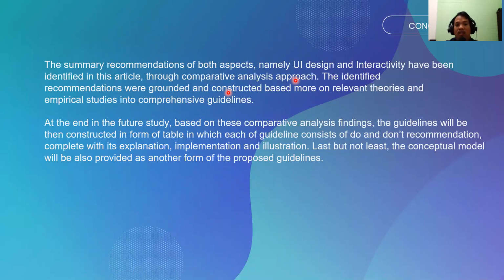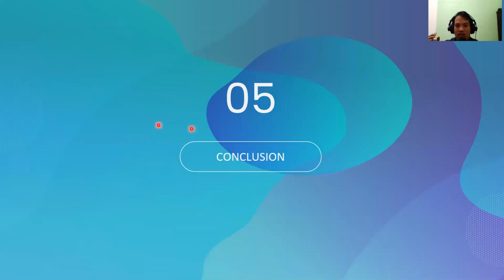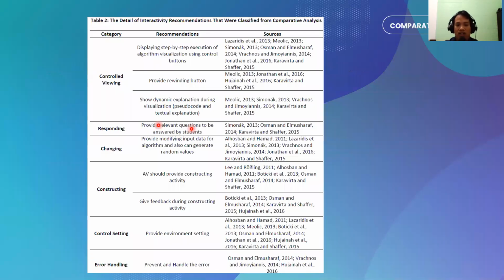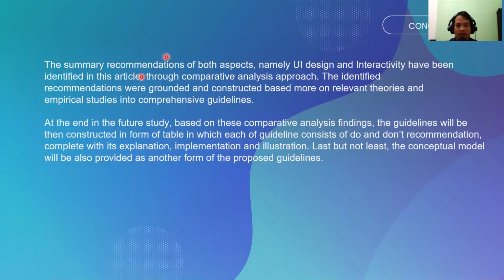At the end of the day, in future study, based on this comparative analysis finding, the guidelines will be constructed in the form of a table in which each guideline consists of do and don't recommendations, complete with explanation, implementation, and illustration. So based on the recommendations, for instance this recommendation 1, it will be taken and given more explanation, in more detail with illustration and implementation.